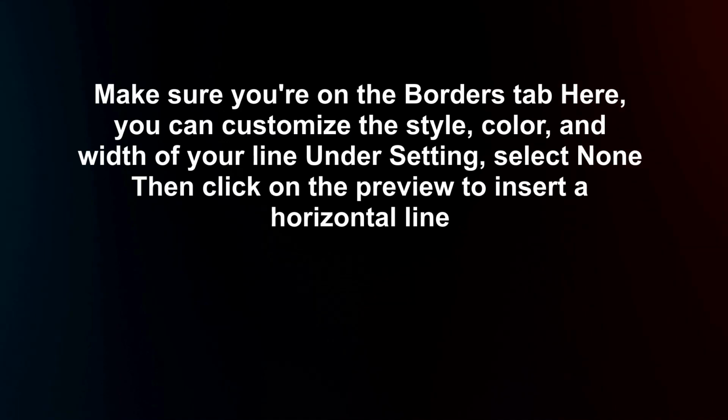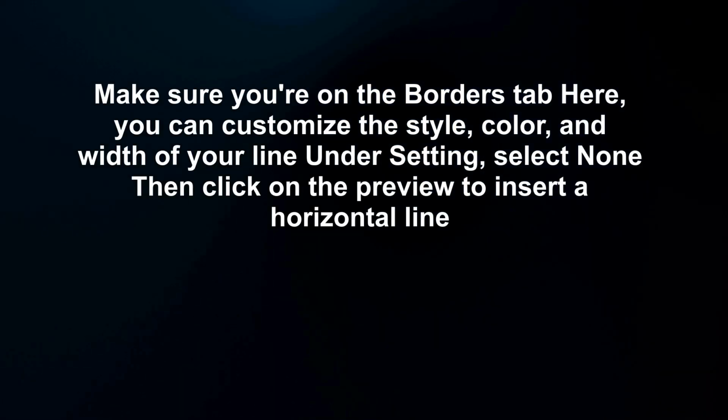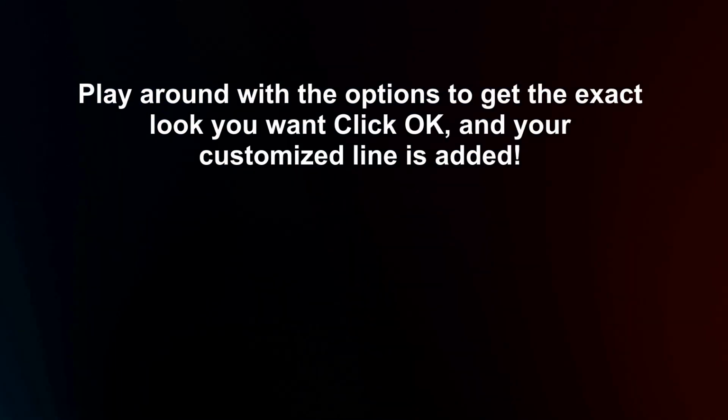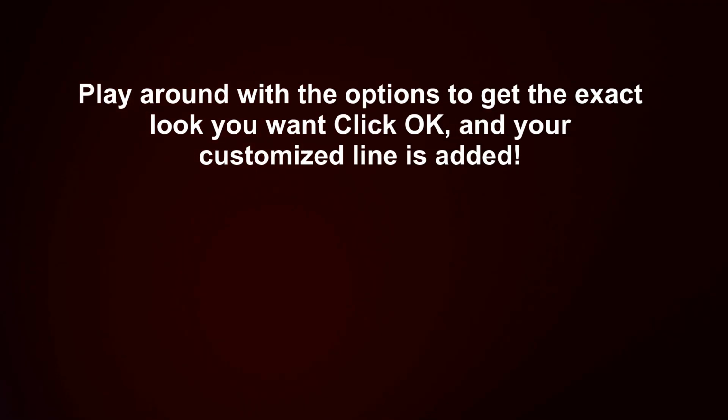You can customize the style, color, and width of your line under Setting. Select None, then click on the preview to insert a horizontal line. Play around with the options to get the exact look you want. Click OK, and your customized line is added.